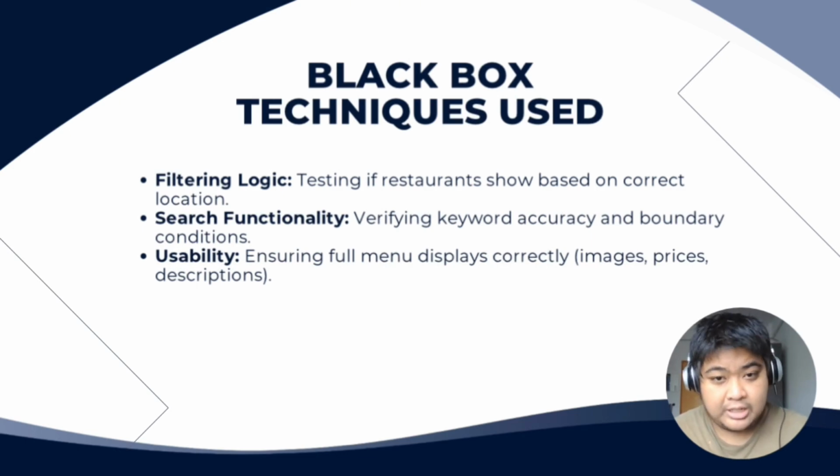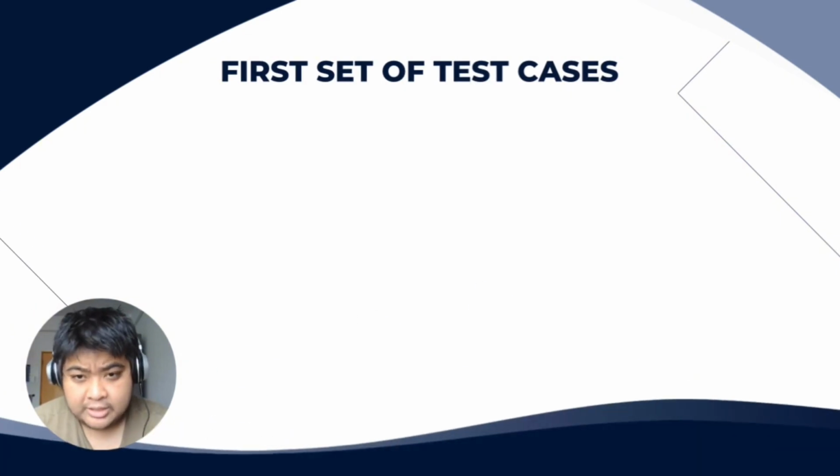Next, we have the search functionality, which is verifying the keyword accuracy and boundary conditions. This refers to when you search on the search bar of our application, we will be able to find the restaurants or the menus that we need. Lastly, we have the usability. Now, usability is ensuring the full menu displays correctly, or the restaurants show up when you look for them, or other things like the map, they can actually connect to the server, etc. Anything functional, basically.